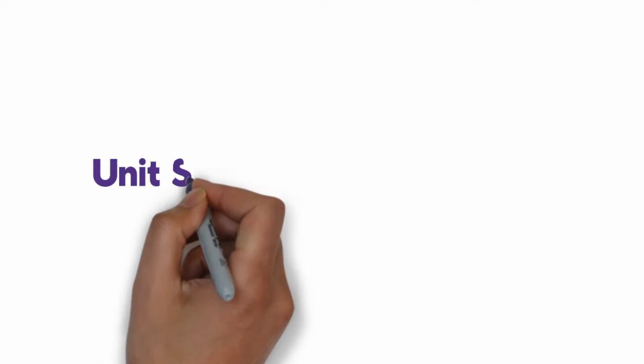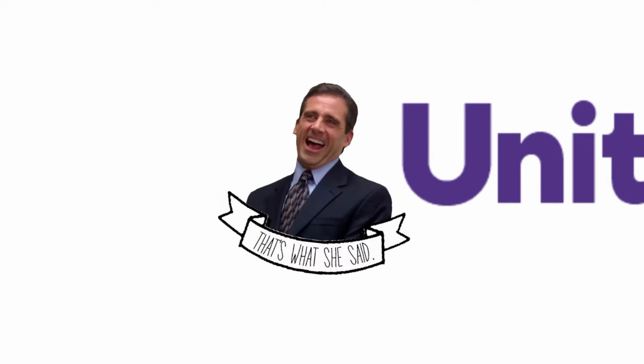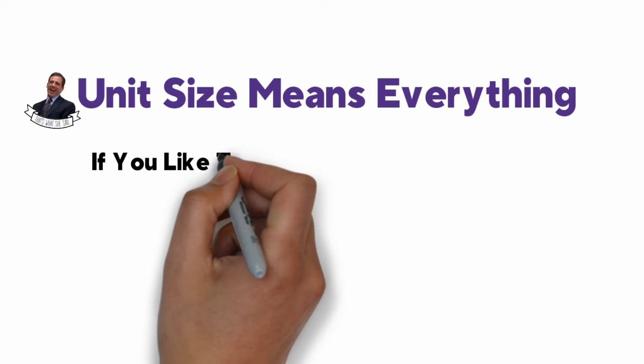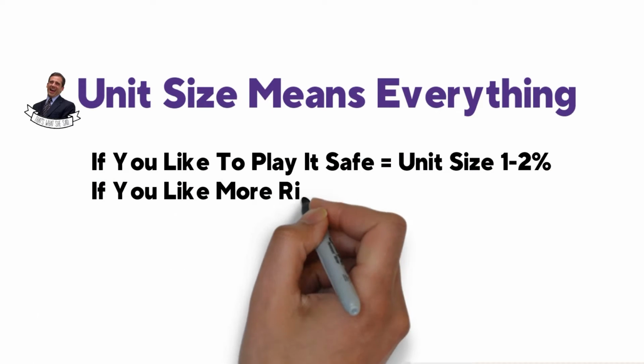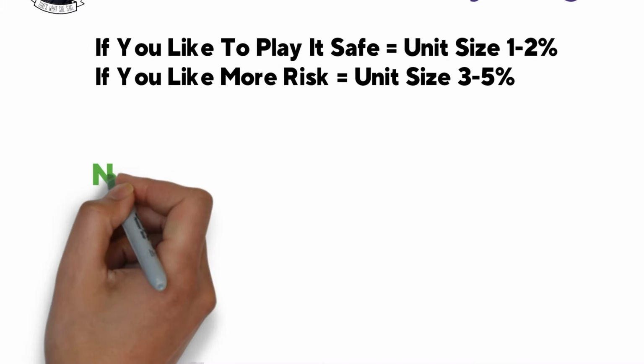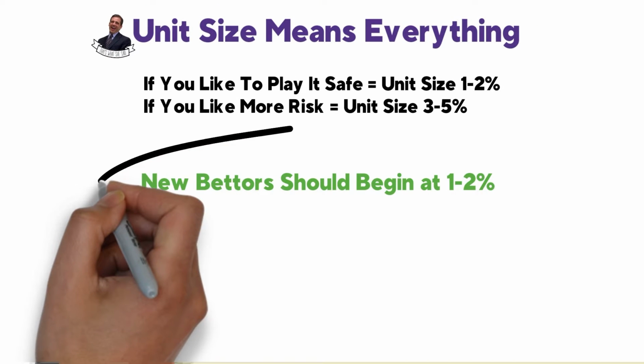Determining the size of your unit is crucial for you to have effective bankroll management, regardless of how big your bankroll is. As stated previously, ultimately this decision will come down to you as a sports bettor. Do you like to have a bit more on the line? Then your unit size may be in the 3 to 5% range. Do you like to play it a little bit more safe? Then most sharp bettors would recommend starting out in the 1 to 2% range.